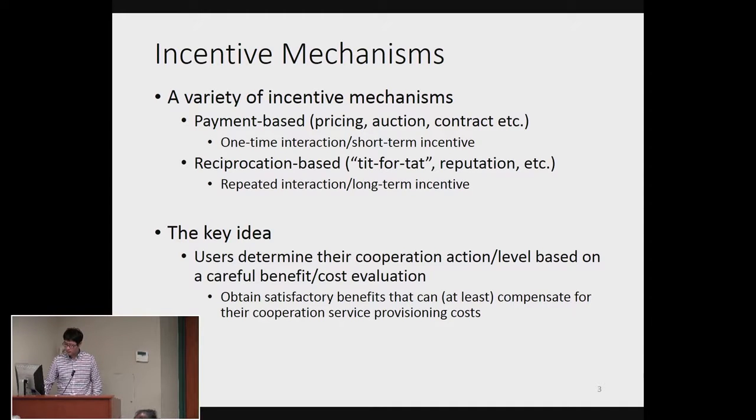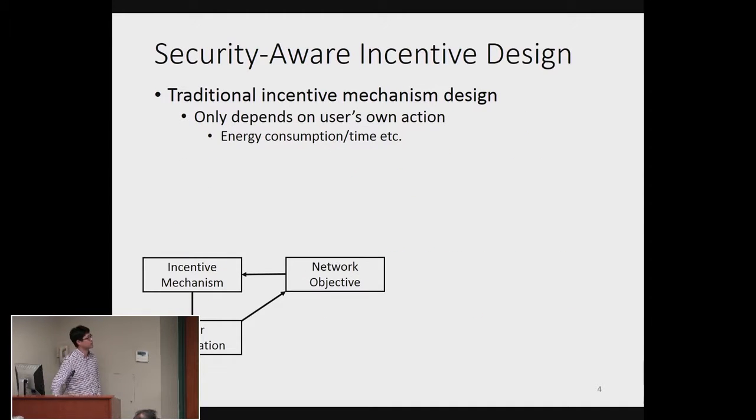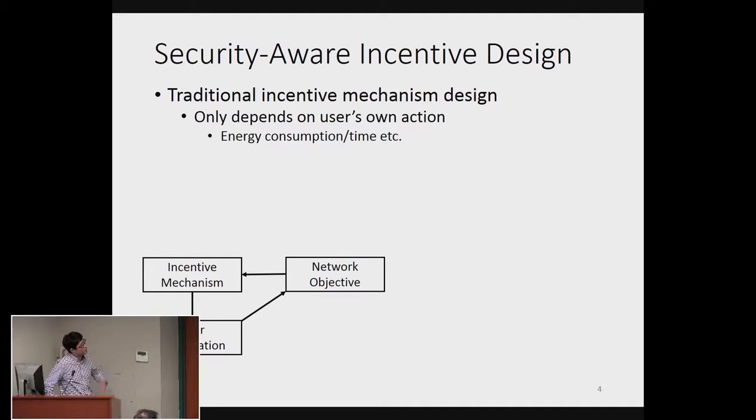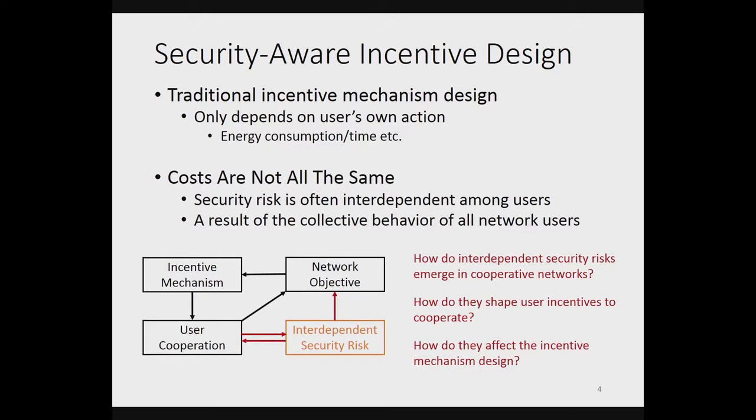evaluation, right? So in the traditional incentive mechanism design, they consider costs that only depend on users' own action. It doesn't depend on the other users' cooperative actions. For example, energy consumption depends on how much traffic a user is willing to forward for others. But the security cost is really quite different from conventional costs, because security risk is often interdependent among the users, and security cost is really a result of the collective behavior of all network users.